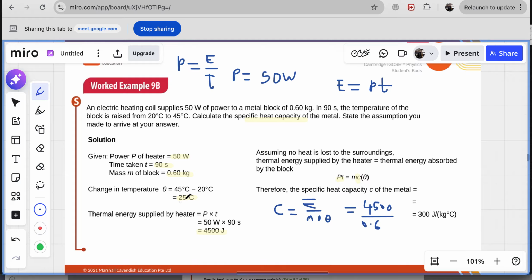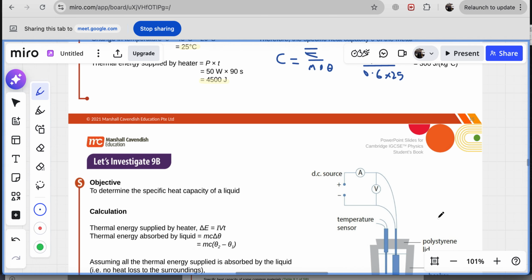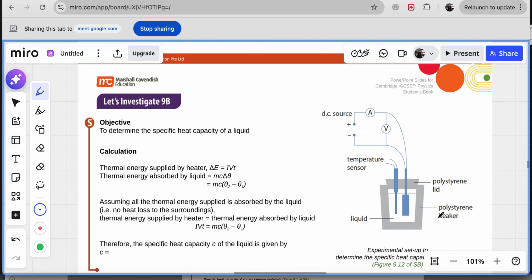0.6 times, what's our change in temperature? Remember, change in temperature is 25, because it's final minus initial. So 0.6 times 25. Then we divide 4,500 by the result we get from 0.6 times 25. I think that will give us 300 joule per kilogram Celsius. Okay, so that's that for that.